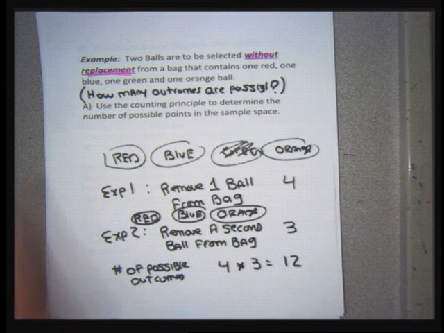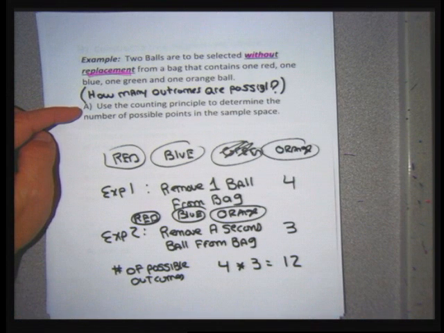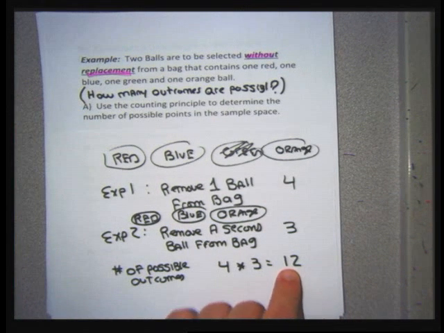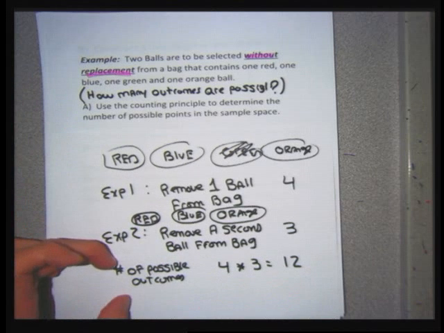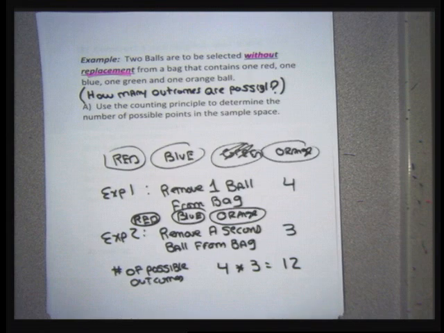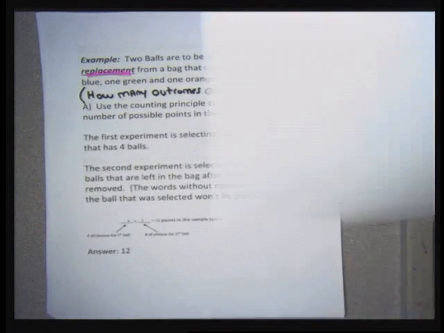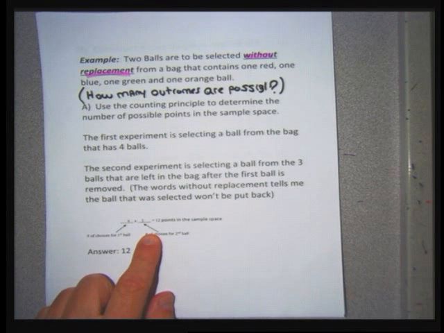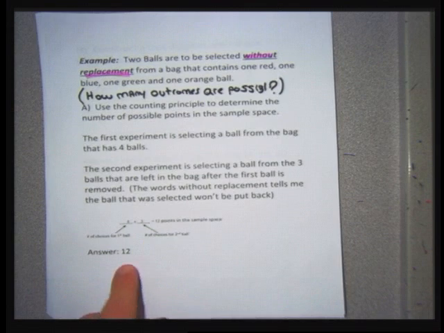So the answer to use the counting principle to determine the number of points in the sample space, the number of points in the sample space is going to be 12, and that's equivalent to the number of possible outcomes is 12. So we kind of use those interchangeably. And that's exactly what I showed here. And again, once I started using these arrows, things just didn't blow up that well. So the answer is 12.